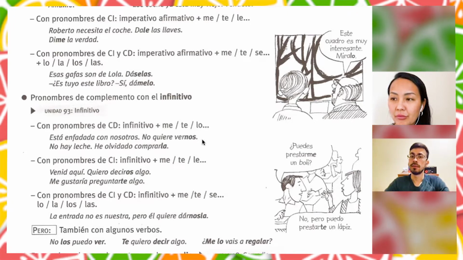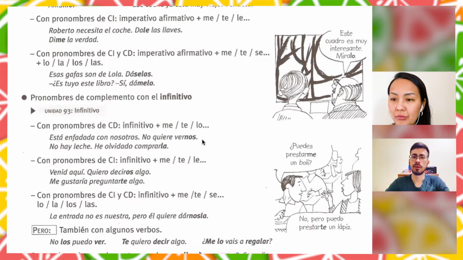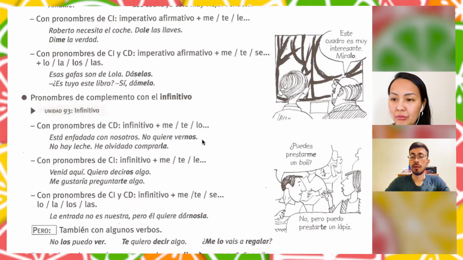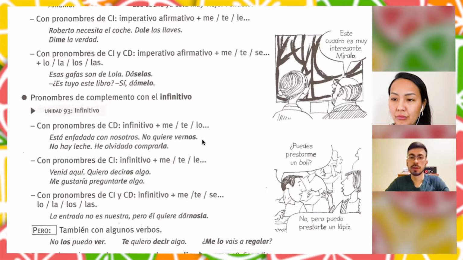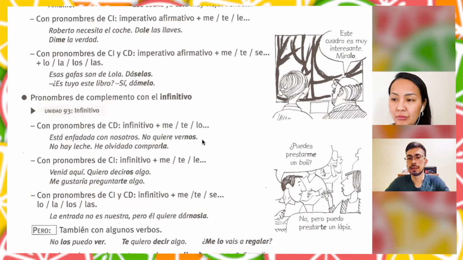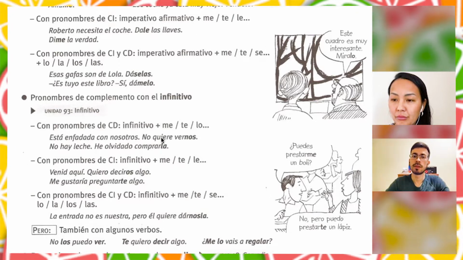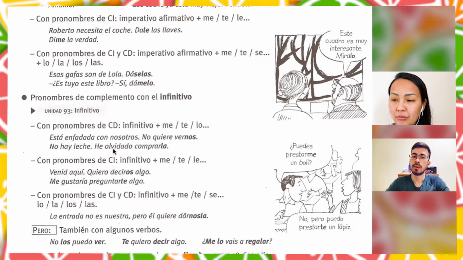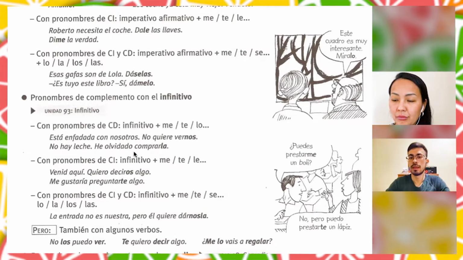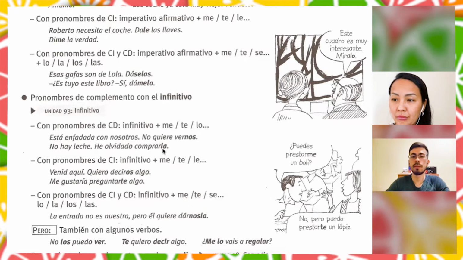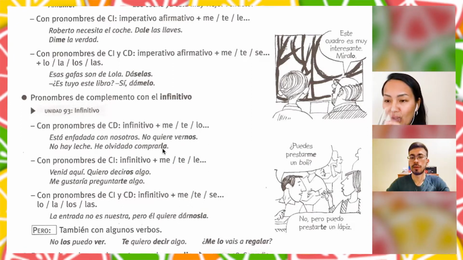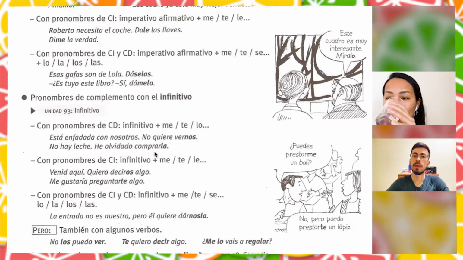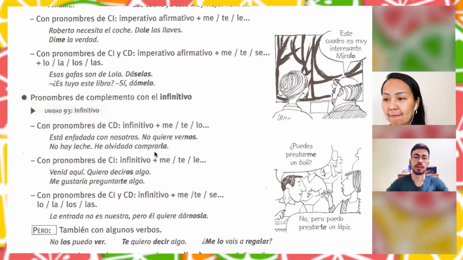So, no hay leche. We don't have, or there is not, milk. He olvidado comprarla. I forgot to buy it, right? So, as you can see, the first verb changes, and the second is going to be an infinitive. We will see that later. The important thing is that we have the infinitive verb, and we just add the complement.